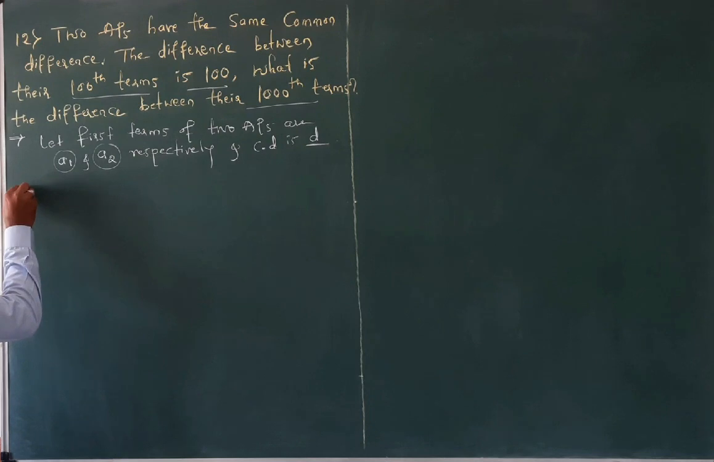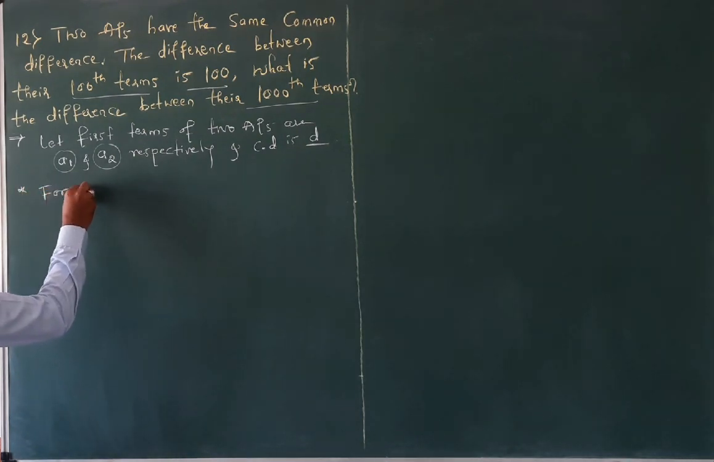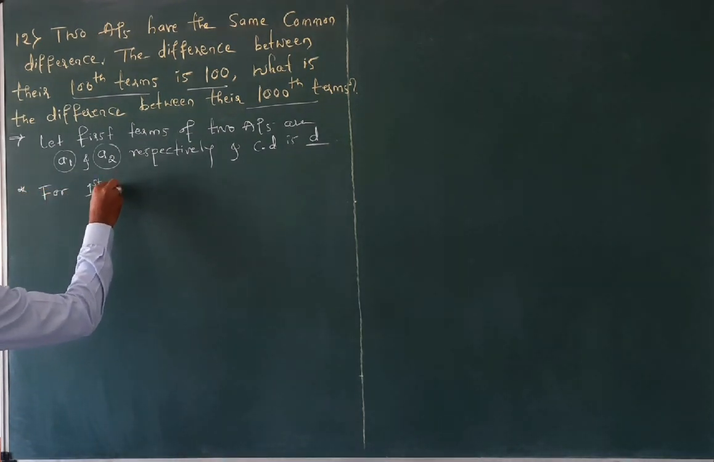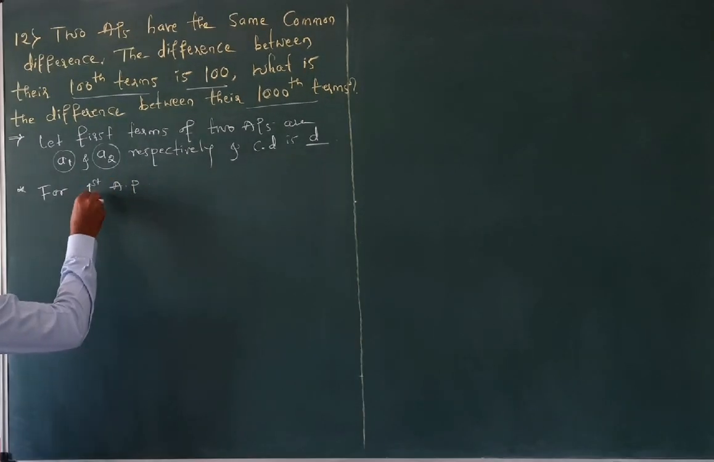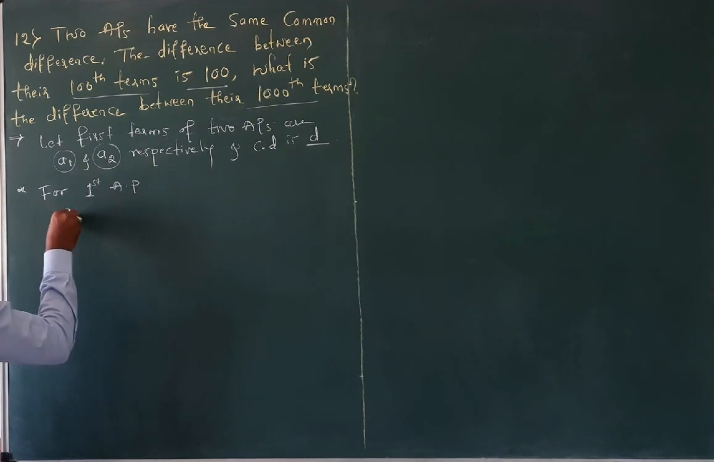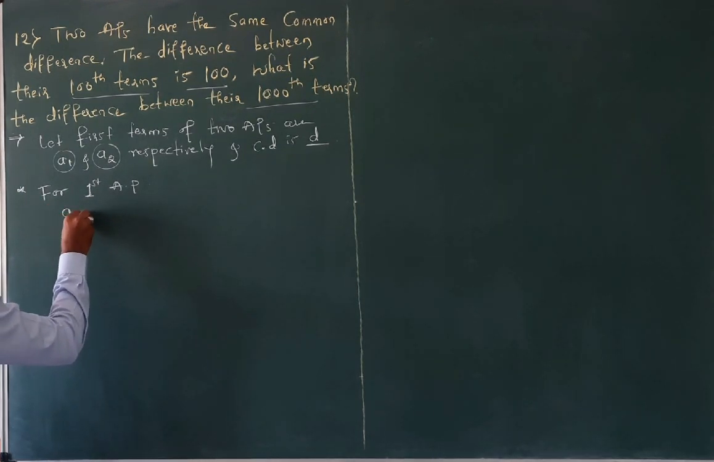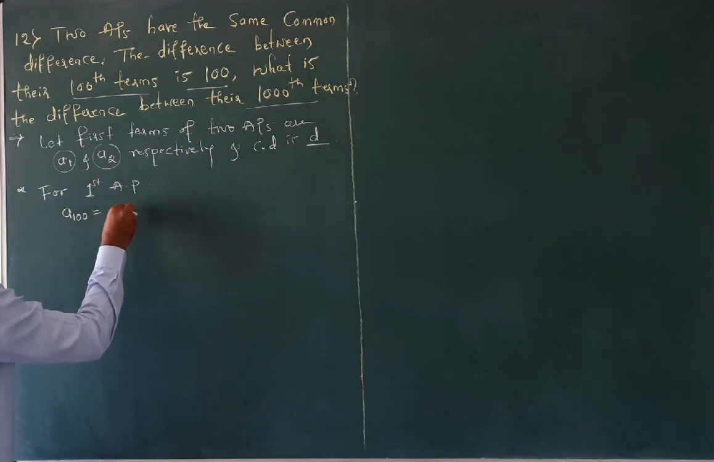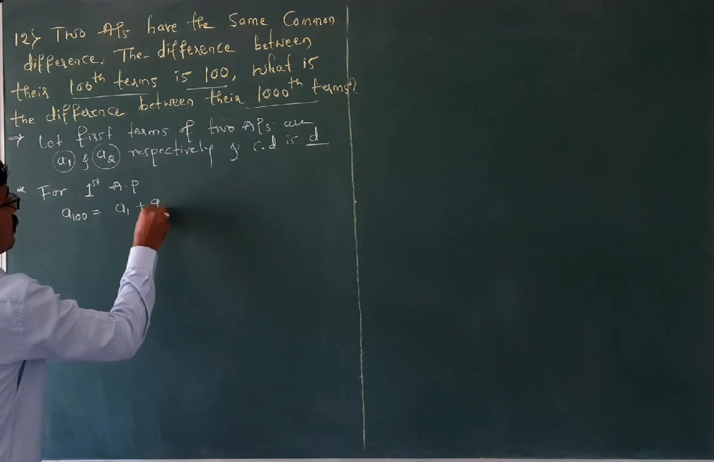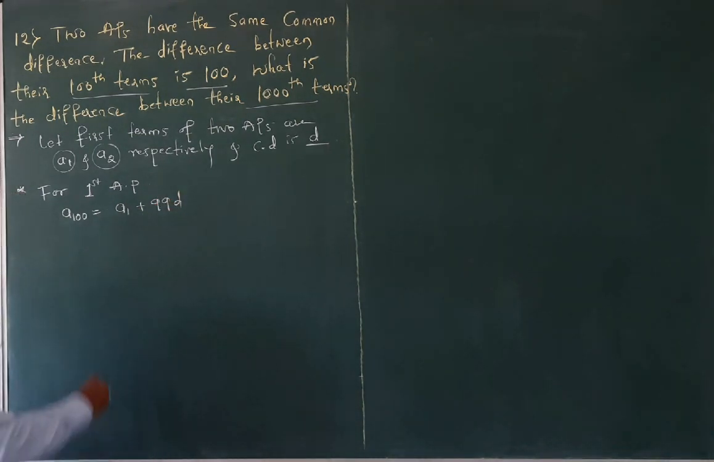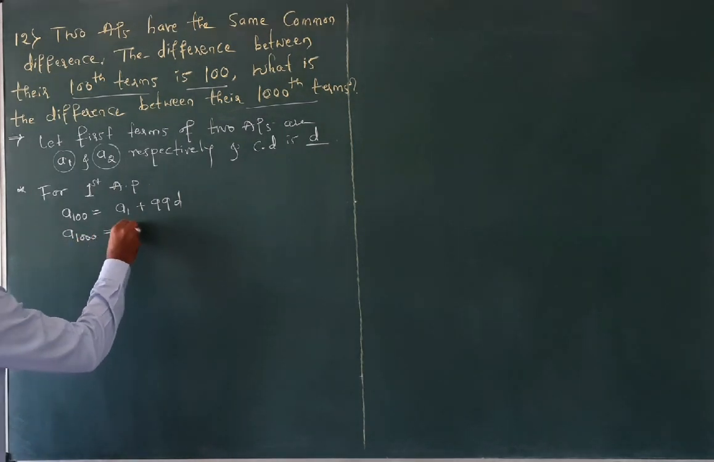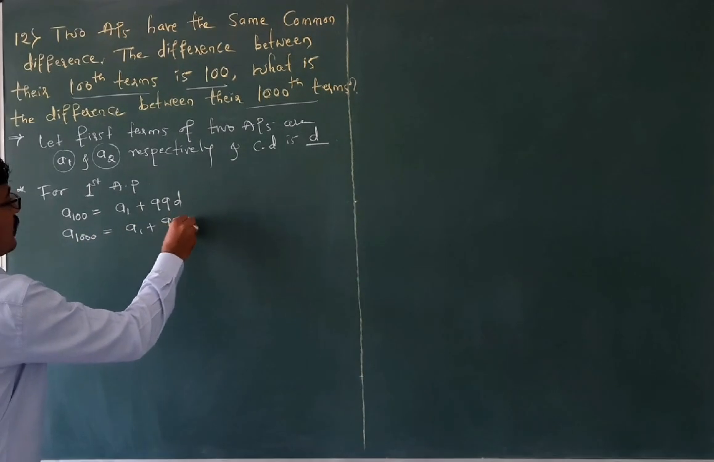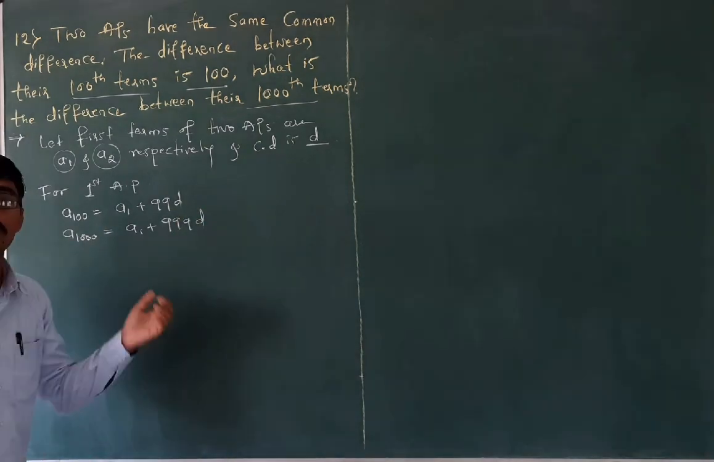So for the first AP, A100 can be written as A plus, meaning A1, for the first AP it is A1 plus 99D, and also the 1000th term, that is A1000, is equal to A1 plus 999D. It is for the first AP.